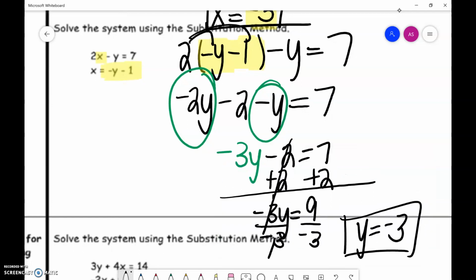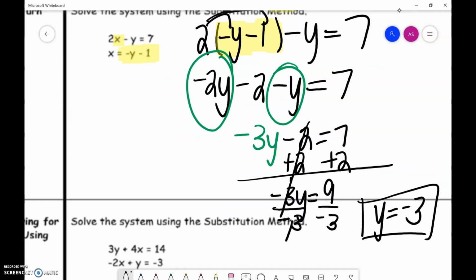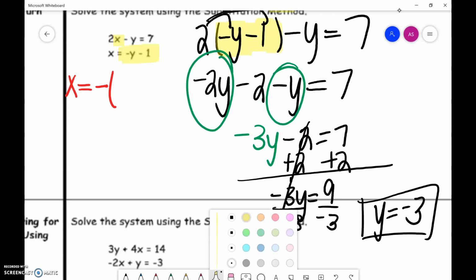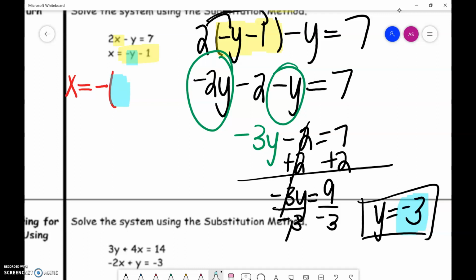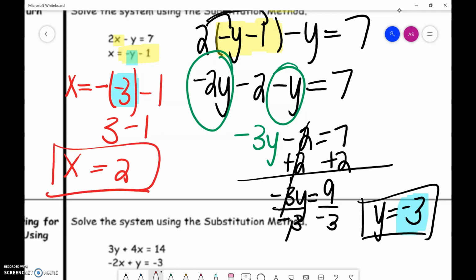Then next, I want to take one of my equations. Like I said, you can choose either one. And I'm going to find my x. So I have x is equal to negative y, which y is now negative 3. So I'm going to put negative 3 in right there, minus 1. We know that these two negatives multiplied will give us a positive. So I have positive 3 minus 1. 3 minus 1 is 2, so x equals 2.